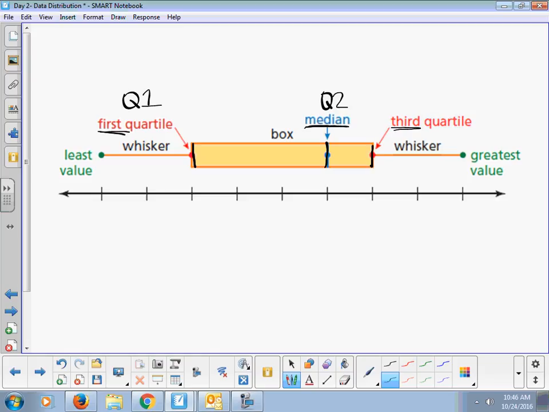Over here is our third quartile. It's the other end of our box, so that is our Q3. And then we graph our least value, which is our min, and our greatest value, which is the max. These lines are called whiskers, and what you box in is called the box. That's where I get box and whisker plots from.